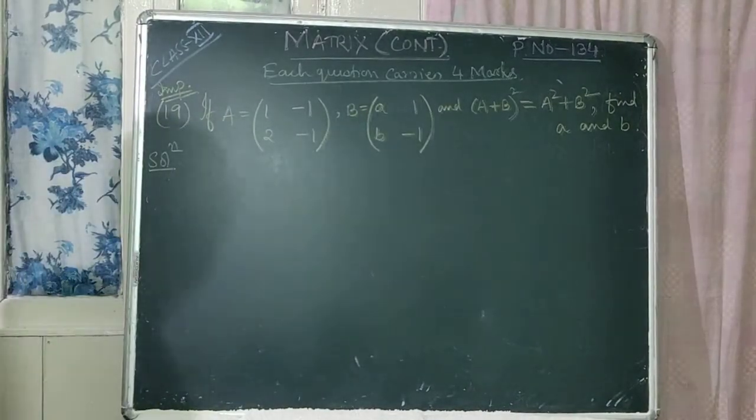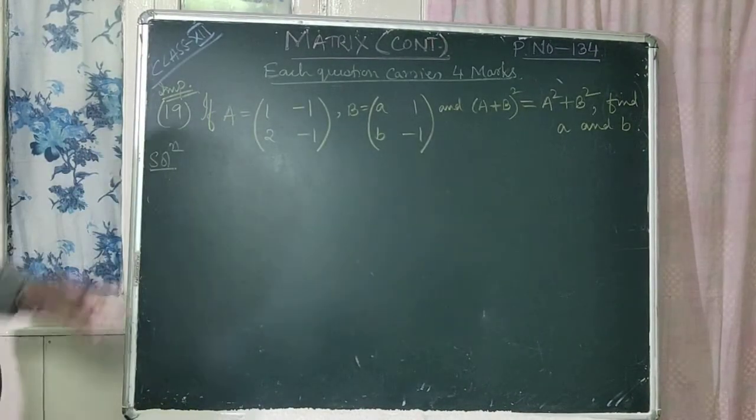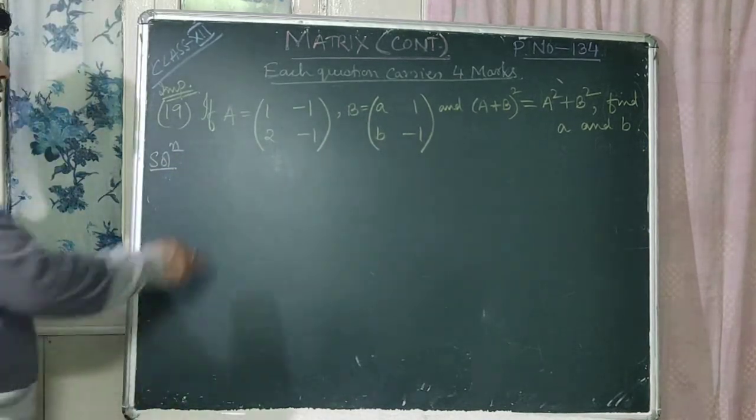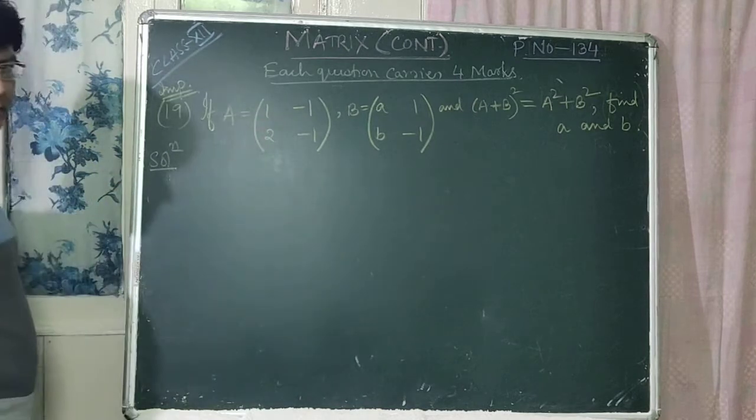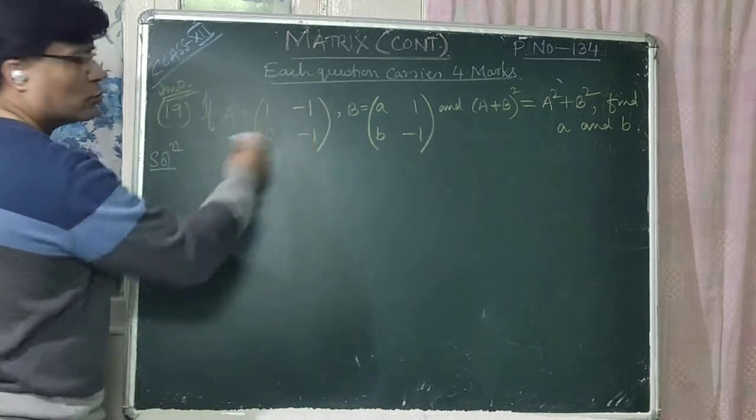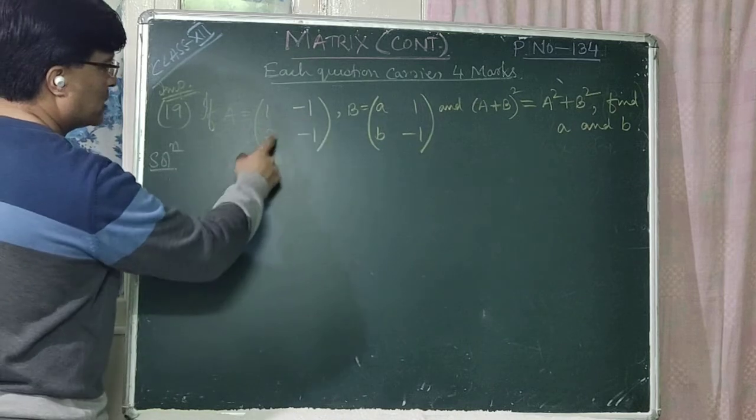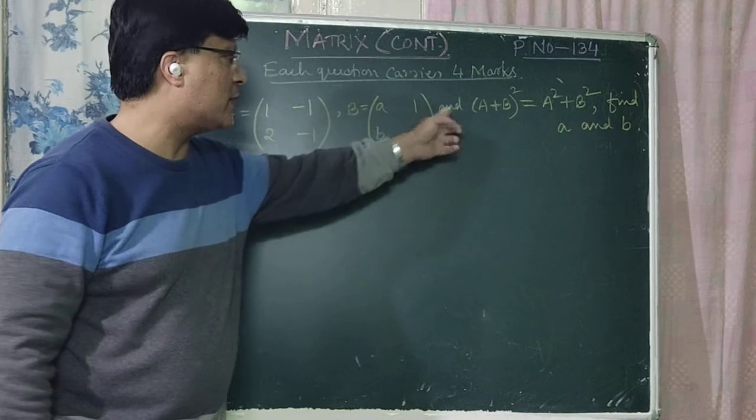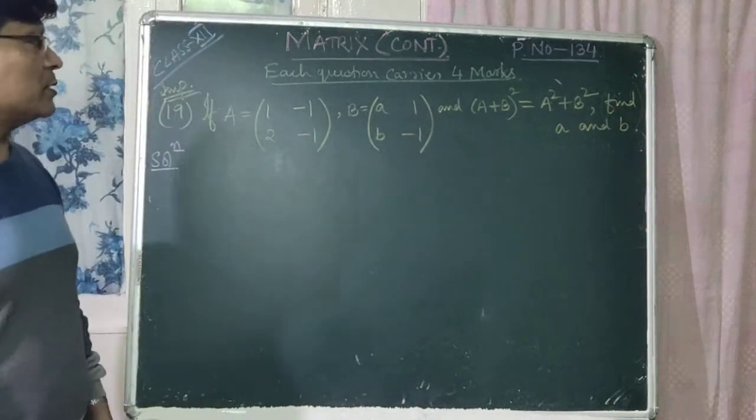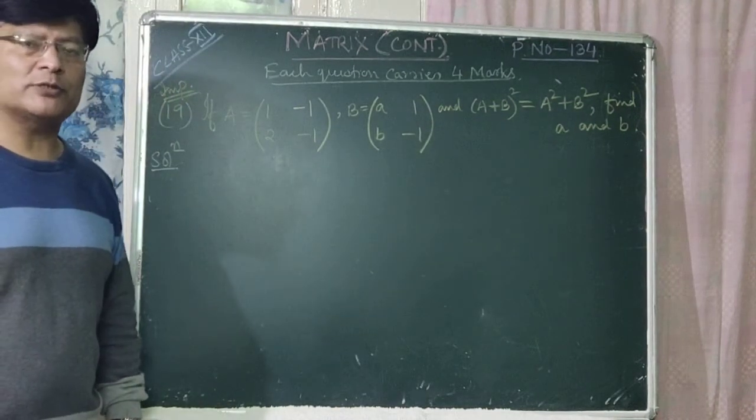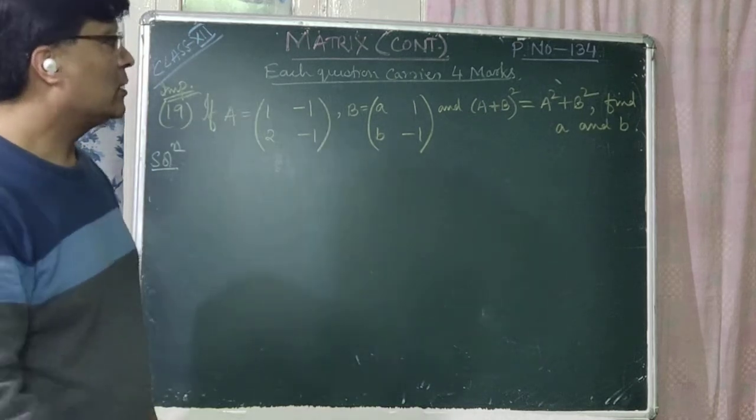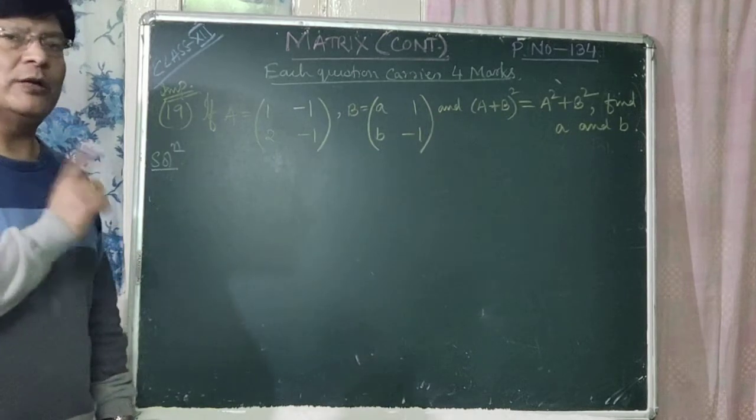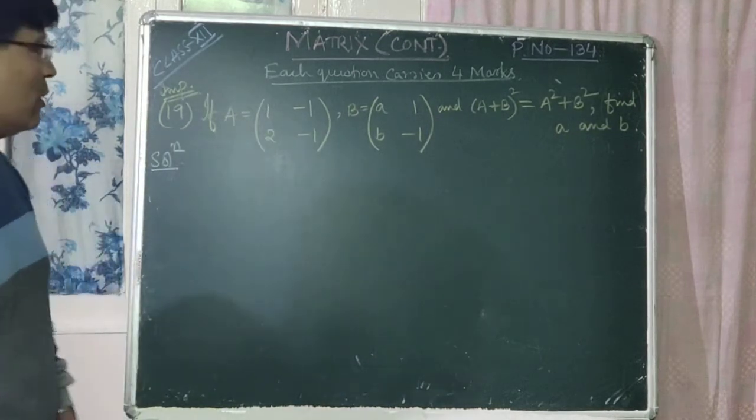So now we will do the next question, that is question number 19. This is a very important question. Number 19 is, if A is equal to a second order matrix, that means 2 rows, 2 columns, first row 1 minus 1, second row 2 minus 1, B is equal to a 1, b minus 1, and it is given that (A plus B) whole square is equal to A square plus B square. Okay, so you have to find out small a and small b. You have to get the values of small a and small b.